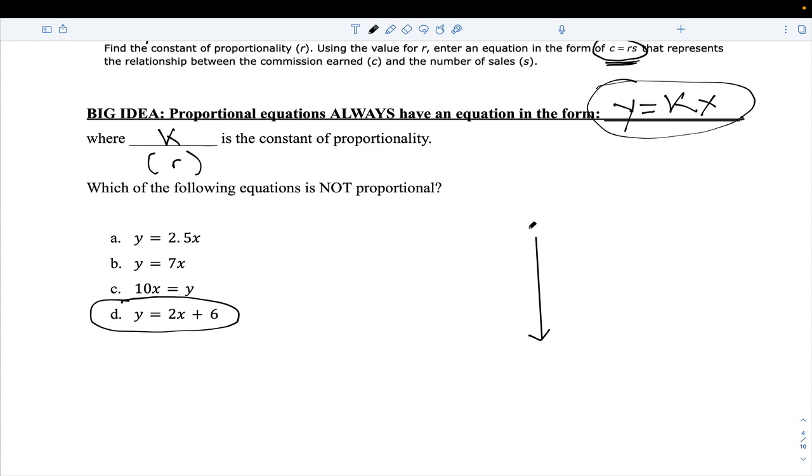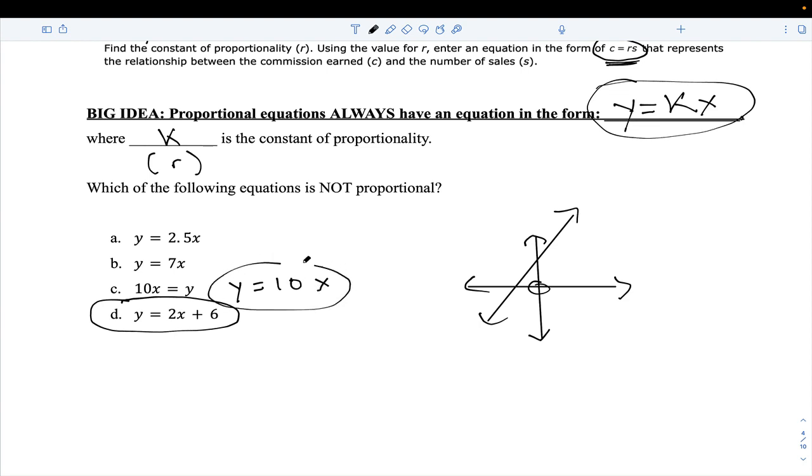And what is that doing to my graph? If I were to graph y equals 2x plus 6, where would it cross on the y-intercept, Chad? It would make it start at 6. Yeah, and because it's not at the origin, I know this thing is absolutely not proportional. C looks kind of funky, but why is this thing proportional? It's just backwards. You could rewrite this as y equals 10x, and it would still work.